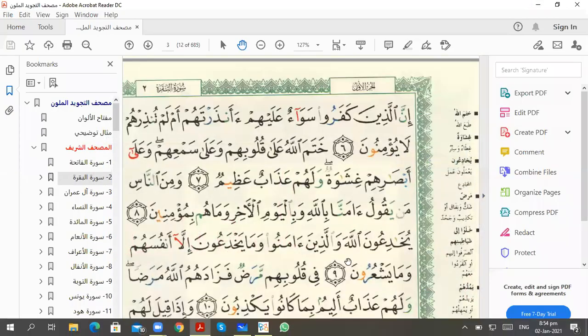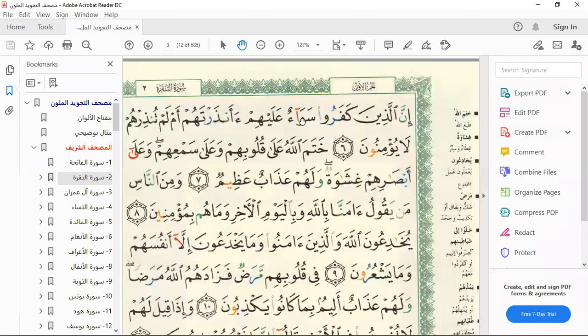So you need to memorize these two ayah, and also you need to memorize their meaning.